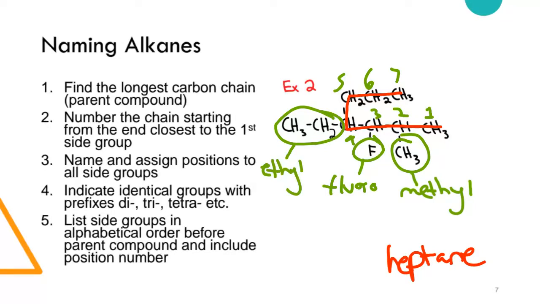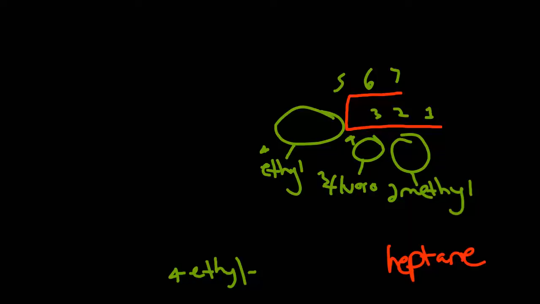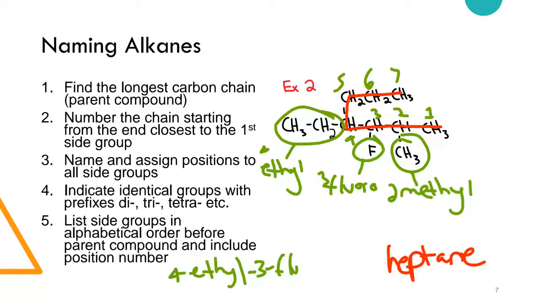So this one's on 2, 3, 4. I'm going to start with which one goes first in the alphabet? So this is going to be 4-ethyl. Then what? 3-fluoro. And 2-methylheptane. Makes sense?